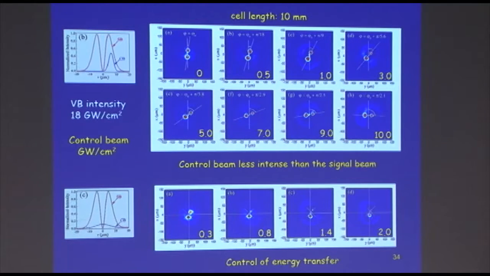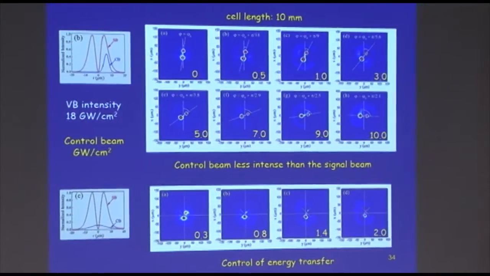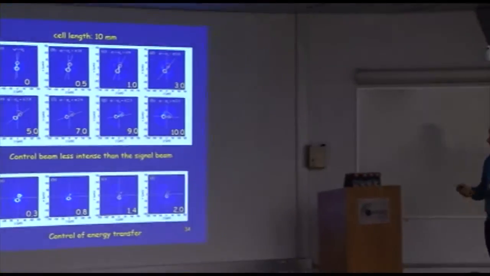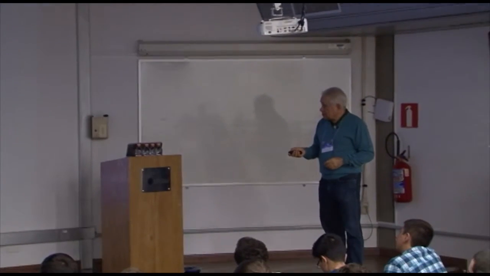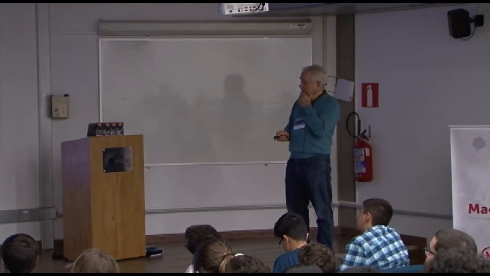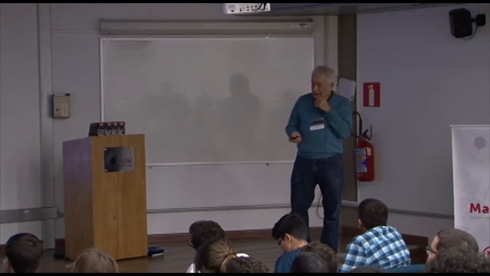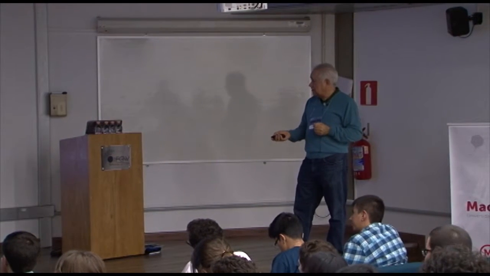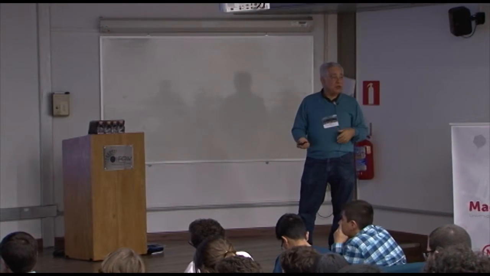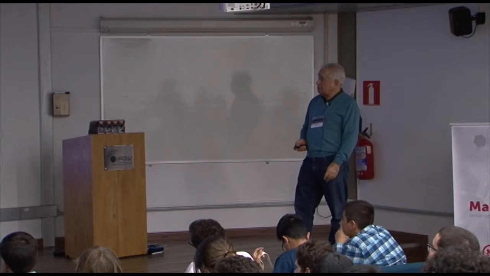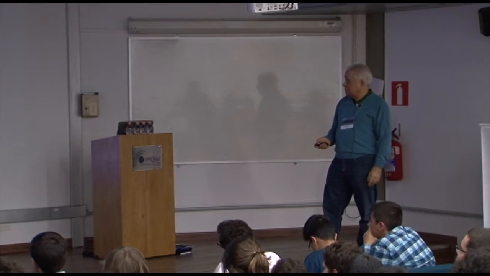If you want to make a modulator here, you can just put an iris at the exit of the cell, and then you shine your control beam. Then you can rotate the thing. The other case, this case here, is more interesting, because again we are dealing with intensities which are smaller than the soliton, the vortex beam.